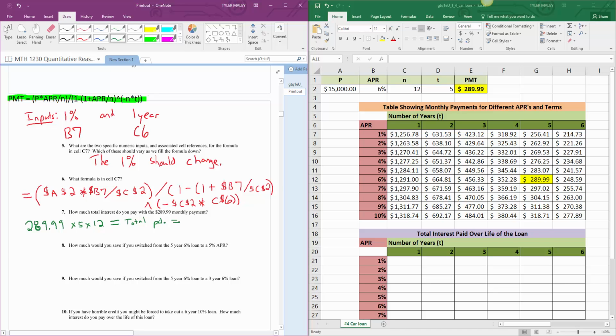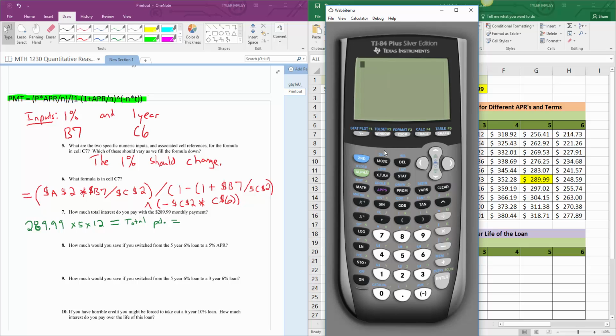So if we just grab a calculator and multiply this really quick. 289.99 times 5 times 12. So I'm getting 17,399.4. I guess I could pull this up also. So we took 289.99 times 5 times 12, so that's the amount I'm getting.